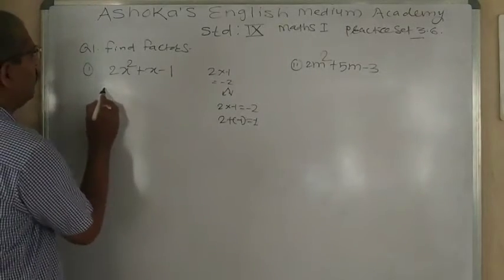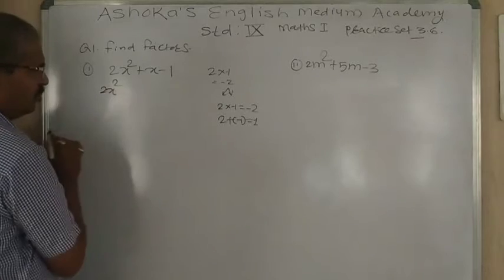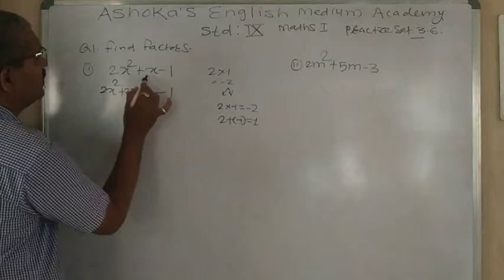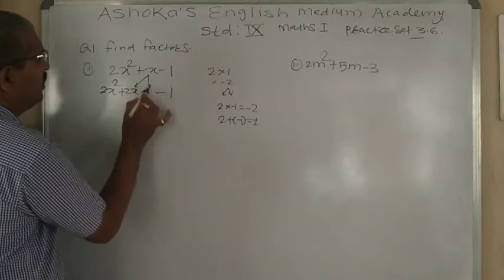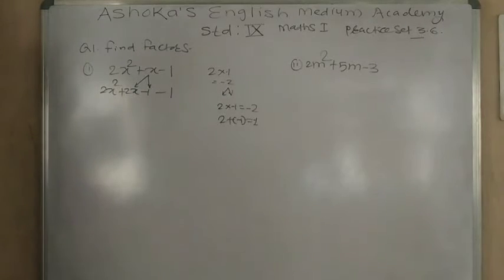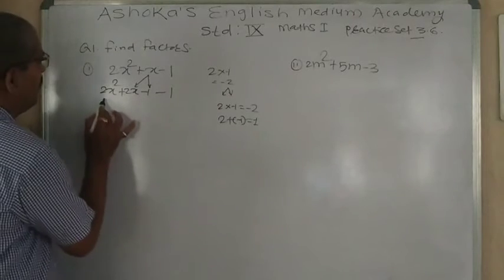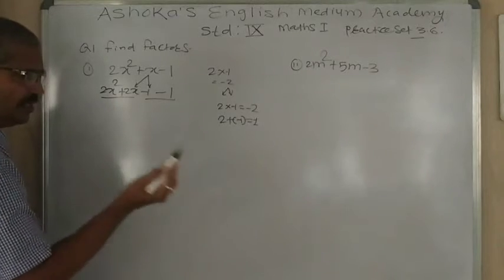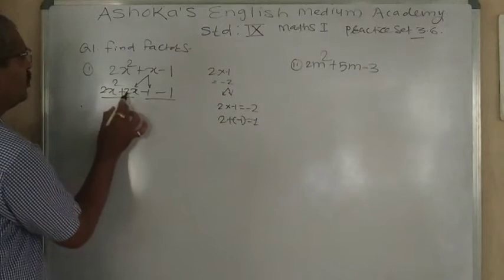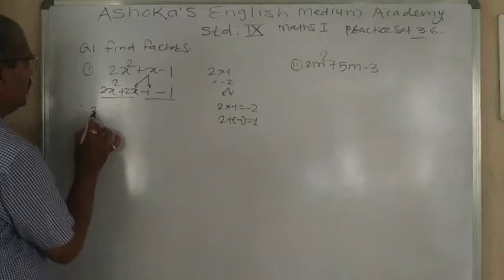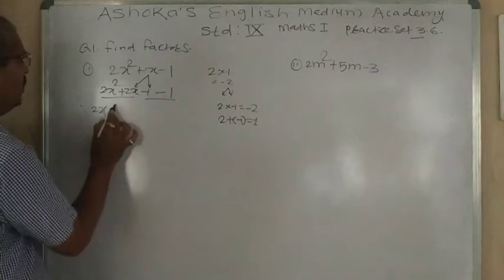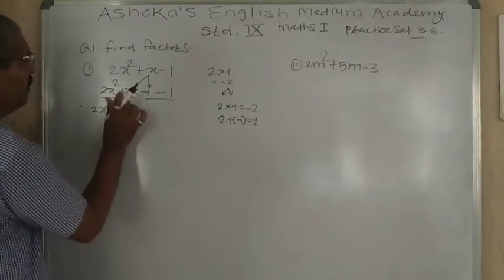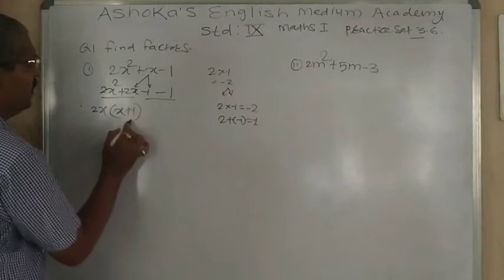Therefore, here two factors we have taken: 2x square plus 2x minus x minus 1, as it is. Means x is splitted. Now make a group of the first two terms and a group of the next two terms. From 2x square plus 2x, 2x is common. 2x square divided by 2x means only x will remain. 2x divided by 2x, here 1 remains.